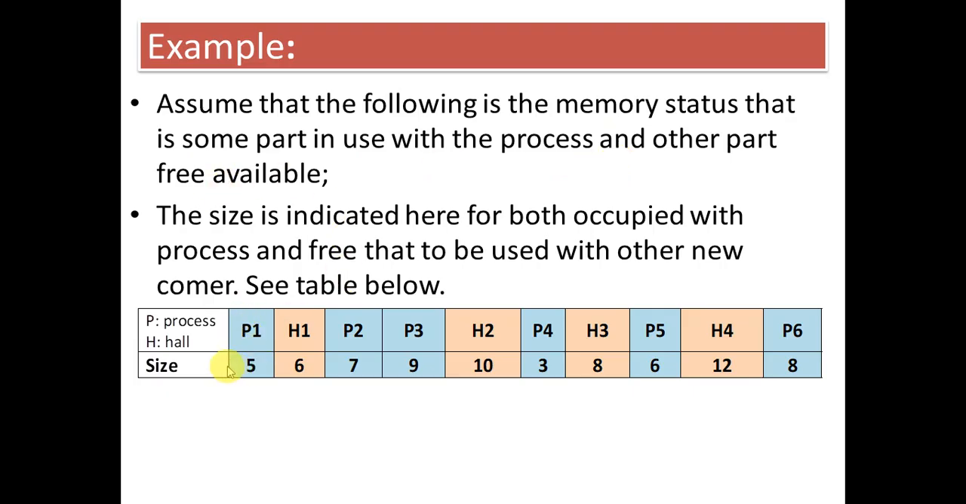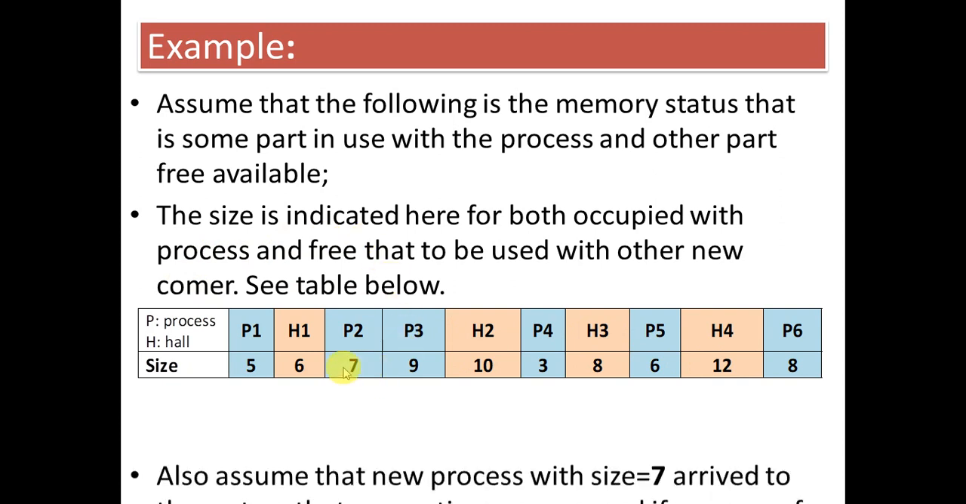Let's say this process is using 5 units of the memory block, another process is using 7 blocks, another 9 blocks, another 3 blocks, another 6 blocks, and so on. The sky blue ones are currently in use by a process. And what you see here in pink is free space, which is called a hole. The size is indicated here as you see.